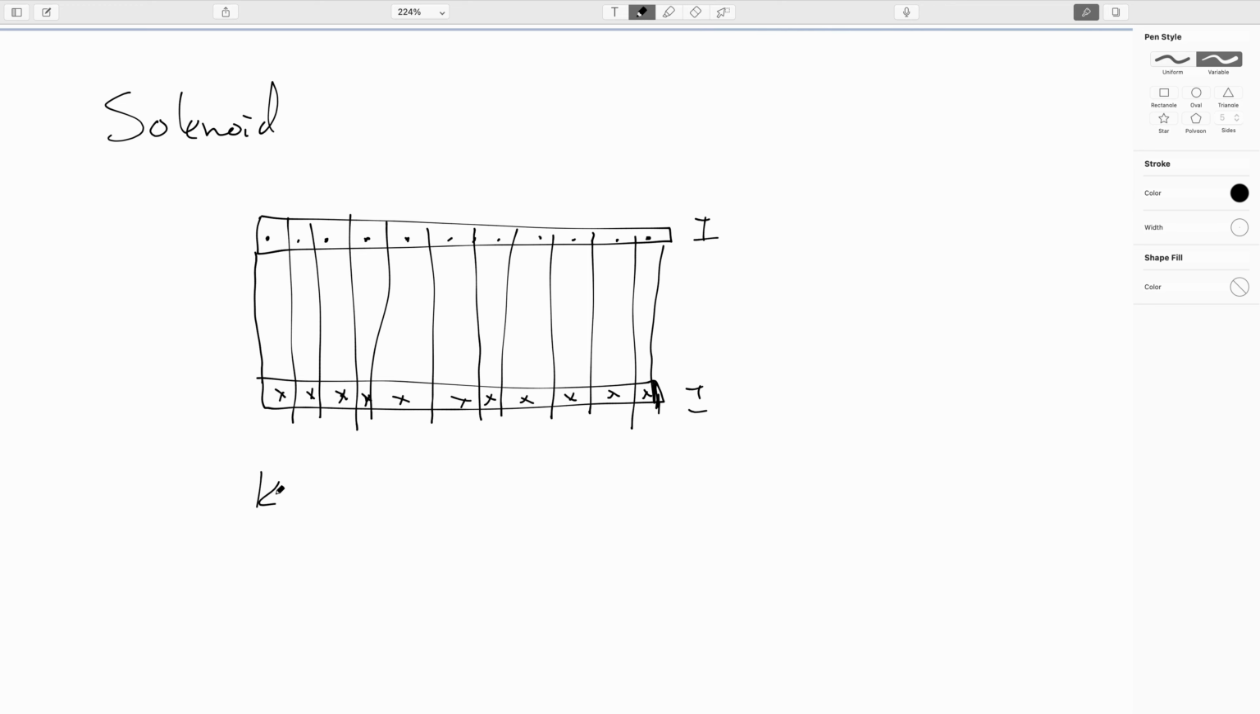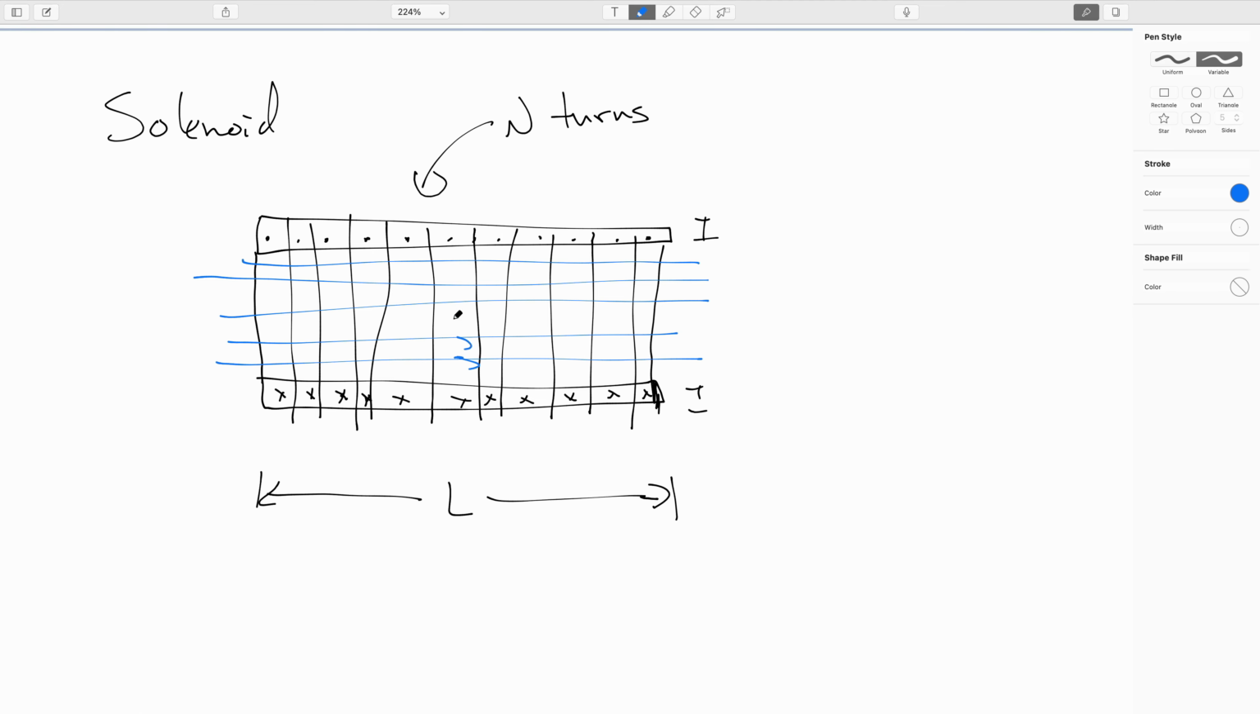So overall, let's say that this has a length L and that there are a total of N turns to our solenoid. Now we argued that inside the solenoid, the magnetic field was basically uniform. In the limit of the solenoid getting longer and longer, the magnetic field outside will get weaker and weaker. So in the limit of a very long solenoid, we can approximate the magnetic field outside the solenoid as being basically zero.